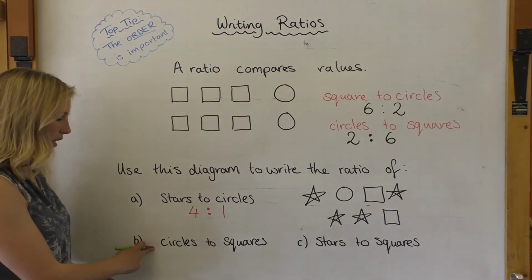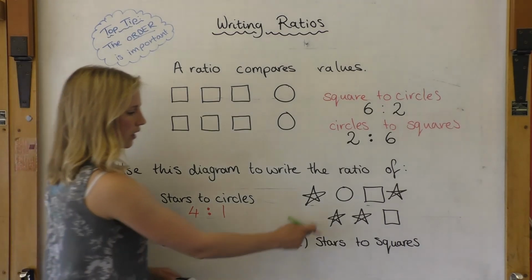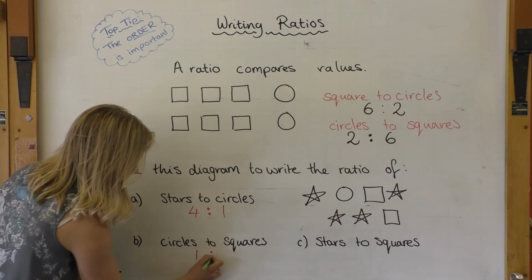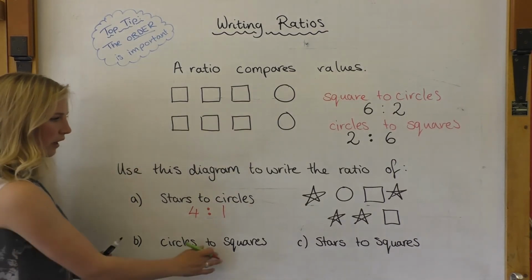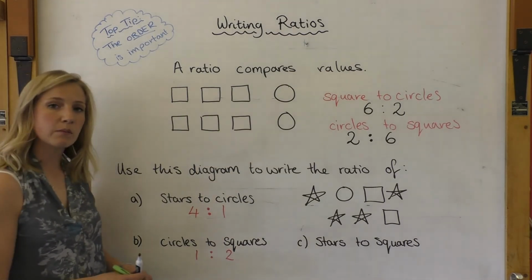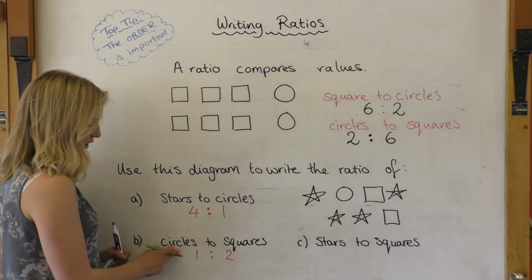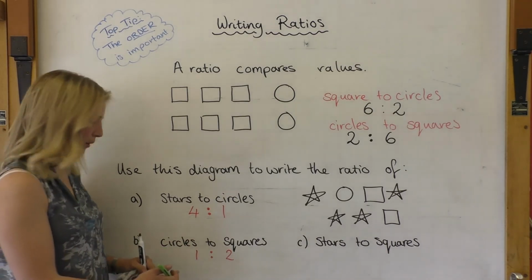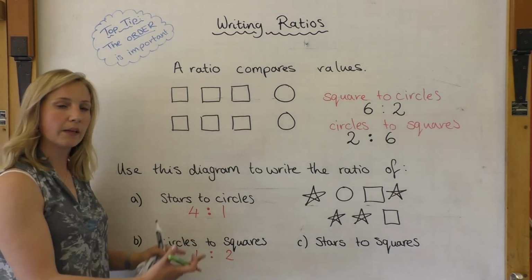My second question is circles to squares. Well, I have 1 circle, and then I write my colon, and I have 2 squares. What I find is most helpful is to first read the words and then write down them as they come across. So I wouldn't rush it and think about all of it.